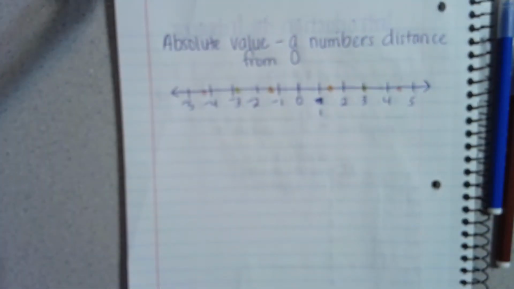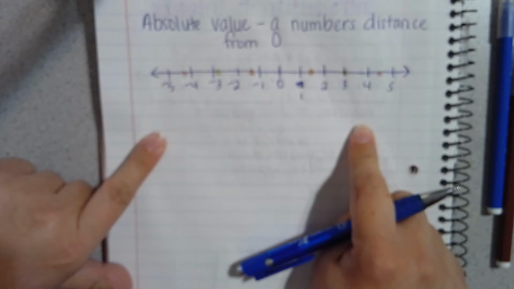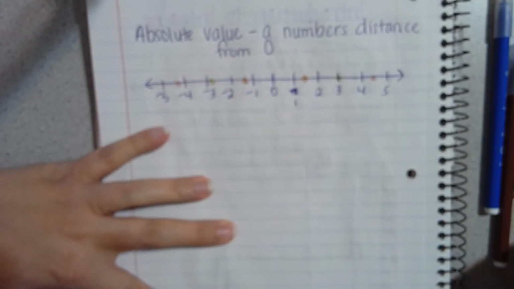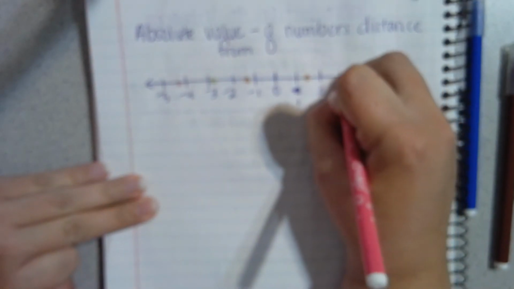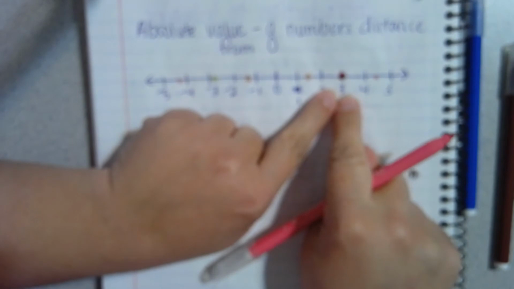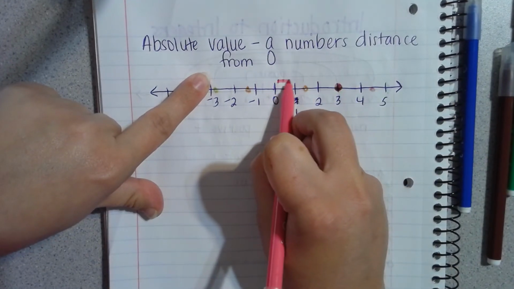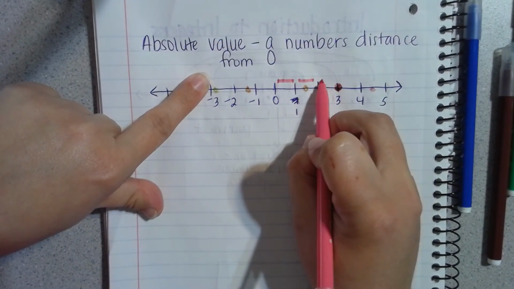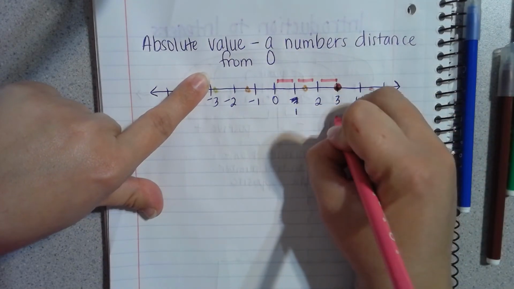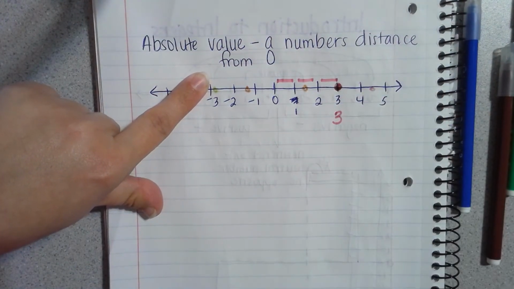So I have my number line with my numbers, and what I'm going to look at is if I went over here to 3 and I wanted to know 3's absolute value. Well, the absolute value, remember we said, is a number's distance from 0. So that would be 1 step, 2 steps, 3 steps. So 3's absolute value would be 3.